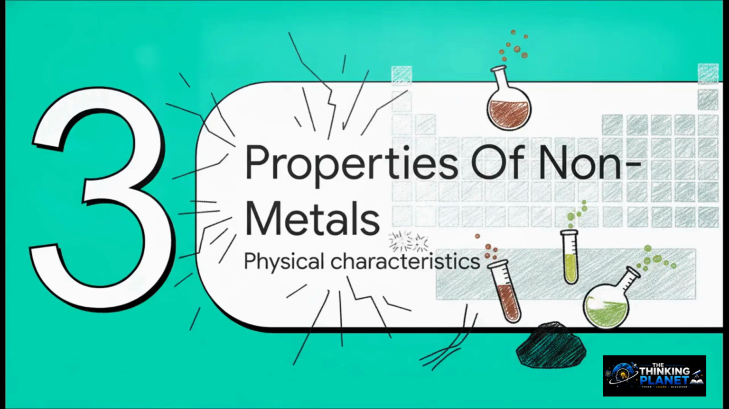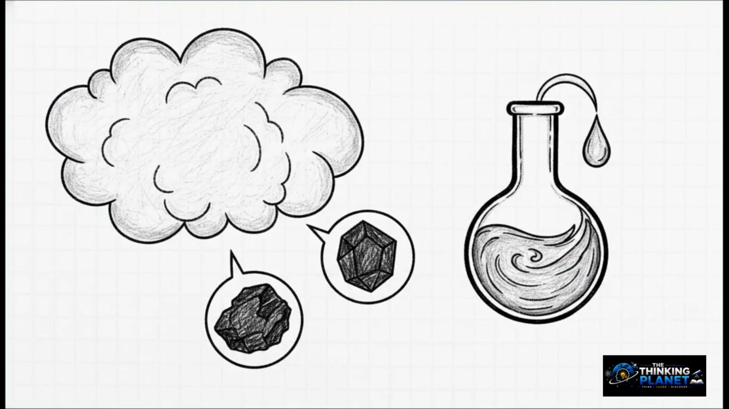Which brings us to Section 3, physical properties of nonmetals. Let's flip the script and look at the right side of the table. Unlike those solid metals, nonmetals are most often gases at room temperature. But, and teachers absolutely love testing this, there are exceptions. Carbon and iodine, they're nonmetals, but they're solid at room temp. And the biggest exception of the whole bunch? Bromine.